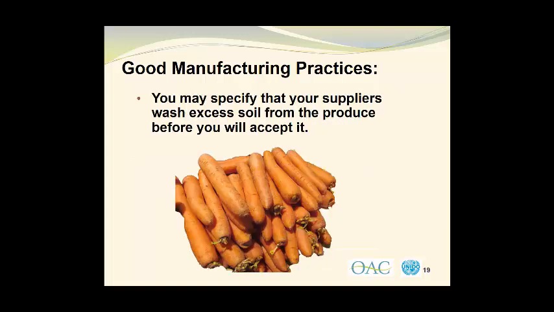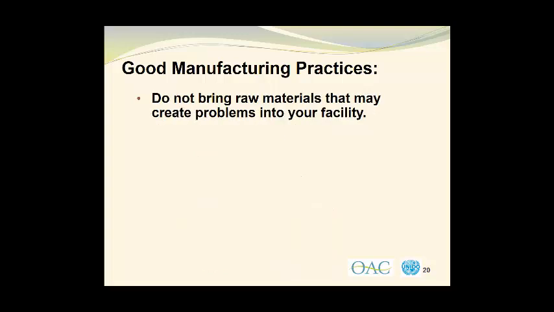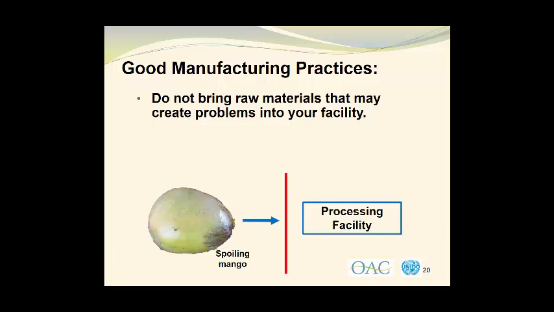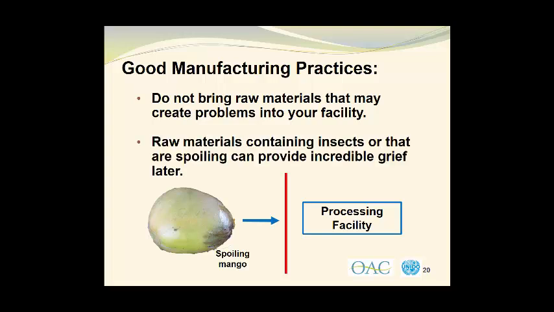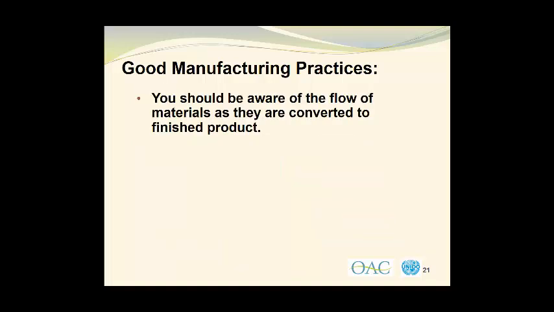You may specify that your suppliers wash excess soil from the produce before you will accept it, and this is quite reasonable. Do not bring raw materials that may create problems into your production facility. So looking at this spoiling mango, we definitely do not want to bring it into our processing facility, and we should create a barrier to its acceptance. Raw materials containing insects or that are spoiling can provide incredible grief later.